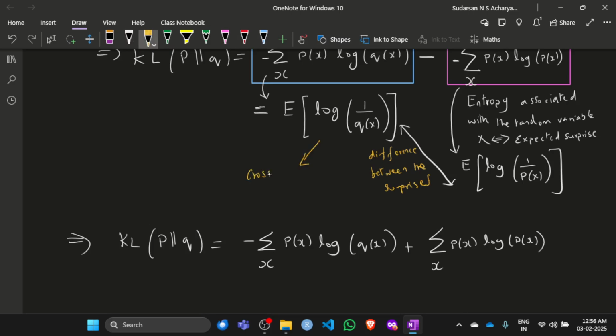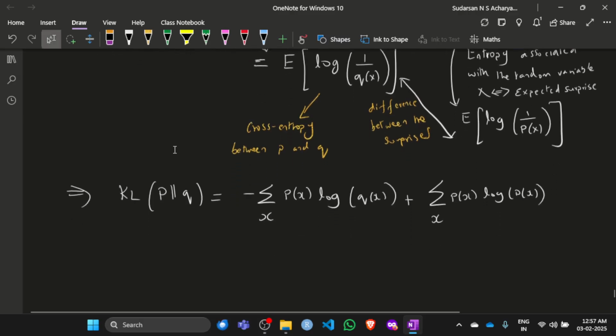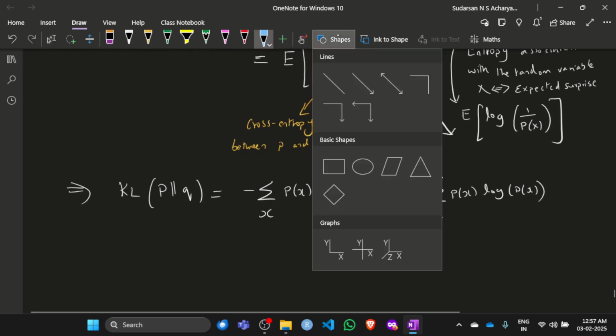This quantity is called the cross entropy between the true distribution P and the distribution that is trying to match it, Q. So this is the cross entropy between P and Q. So you see that the KL divergence is simply the difference between the cross entropy between P and Q and the entropy of the distribution P. In other words, it's the difference between the surprises, right? So long story short, this is the KL divergence.